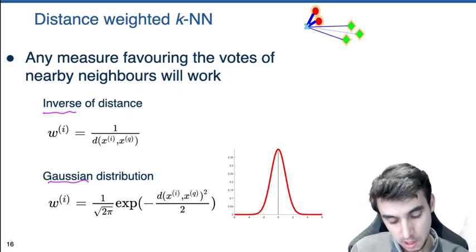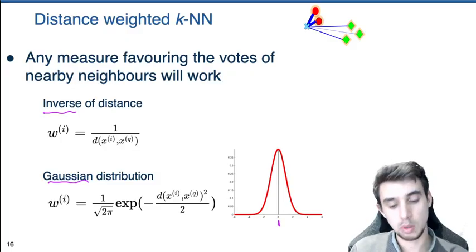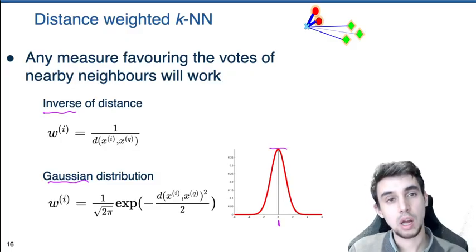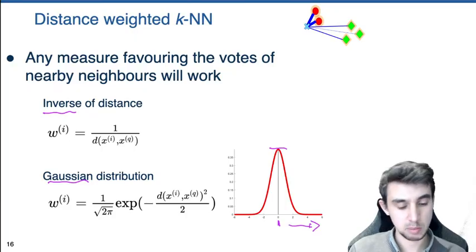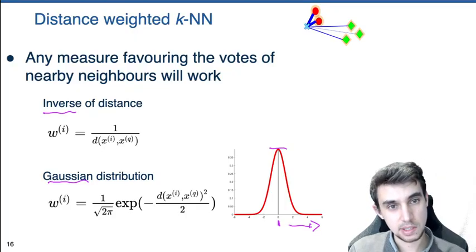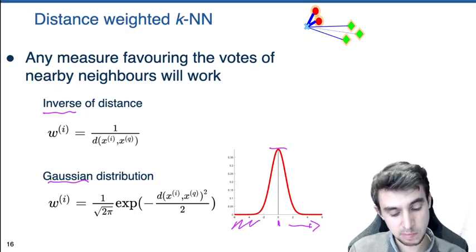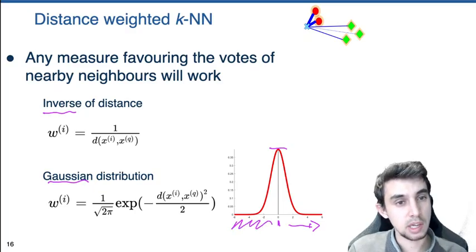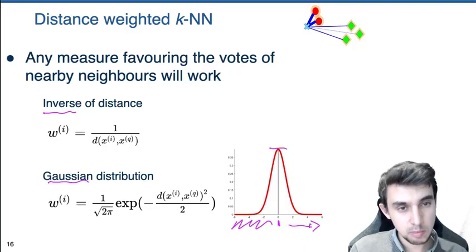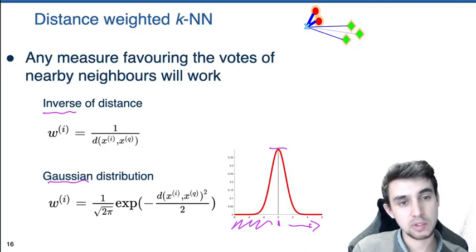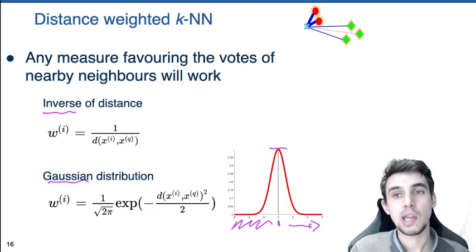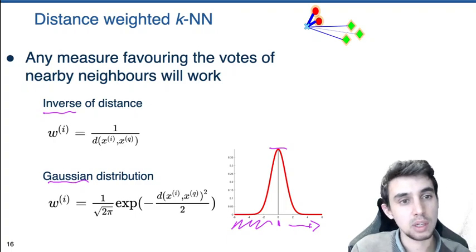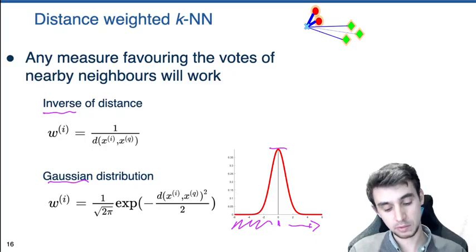because it will also favor solutions that are very close to the sample. If the distance to the sample is 0, you have the maximum weight. Because it's a distance, you cannot have negative values, so this part of the Gaussian distribution cannot happen. But if a sample moves away from the query sample, the weight rapidly decreases, so the sample counts less in the final vote.